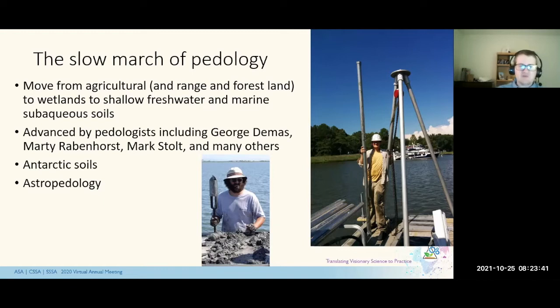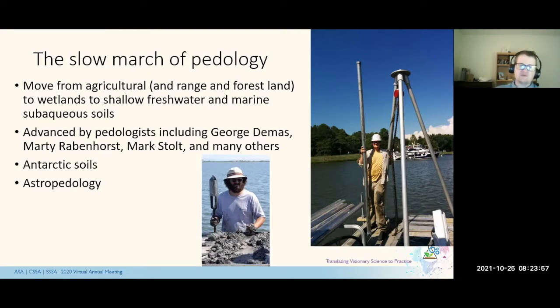And it's been advanced by pedologists over the years. If you go through the literature and want to read some great landmark papers, look for papers by people like George Demas and Marty Ravenhorst. Marty was my advisor. And Mark Stolt, who's presently at Rhode Island. And a lot of other people who've worked on this.